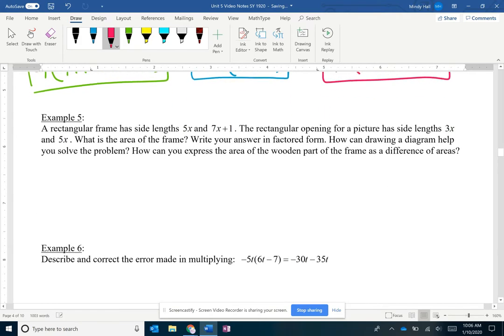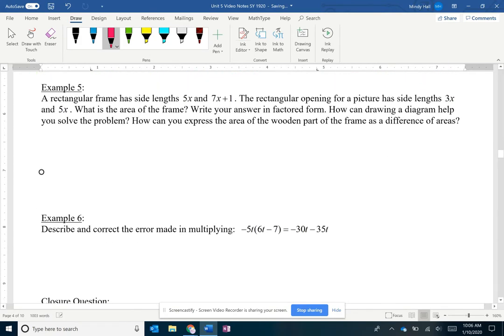So we have a rectangular frame. It has side lengths 5x and 7x plus 1. The rectangular opening for a picture has side lengths 3x and 5x. What is the area of the frame? Write your answer in factored form. How can drawing a diagram help you solve the problem? How can you express the area of the wooden part of the frame as a difference of the areas?